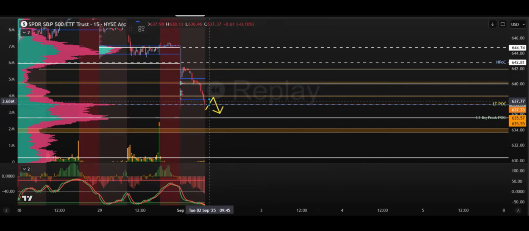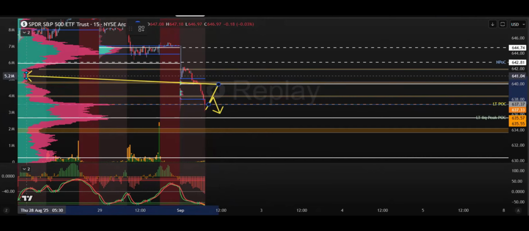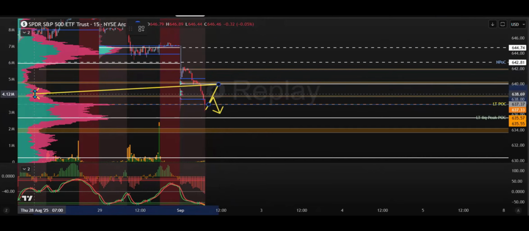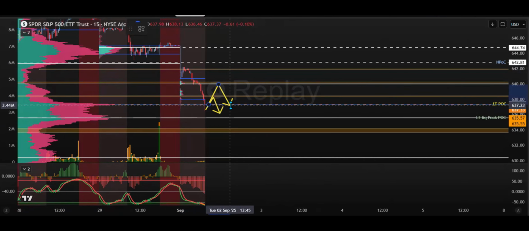Now, let's say this one breaks and we move to the next low volume node, which is really the major divider between this peak and this major peak here. Then even more so we can assume that selling is going to come in to try to push it down towards this point of control or the high volume area.